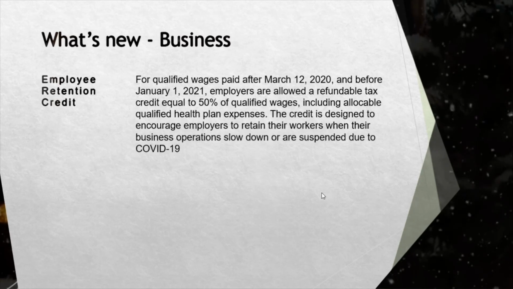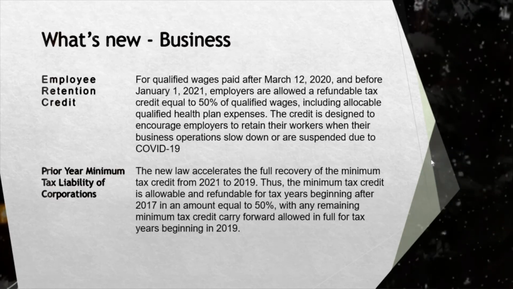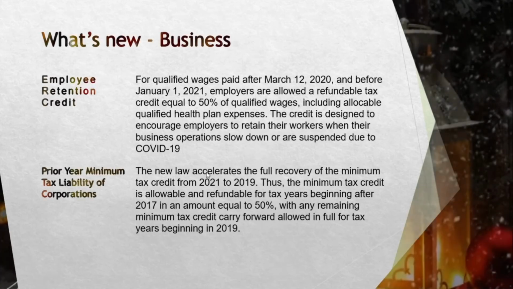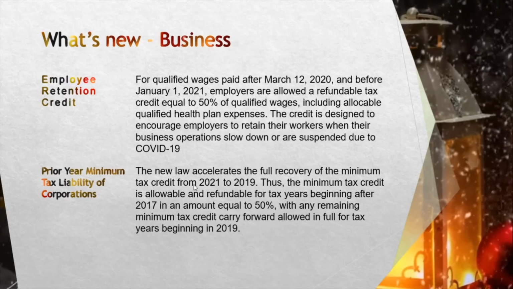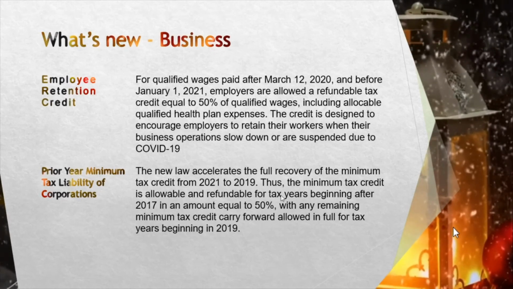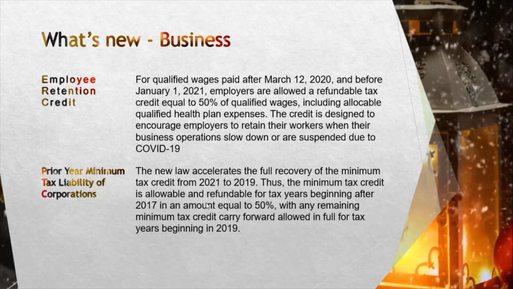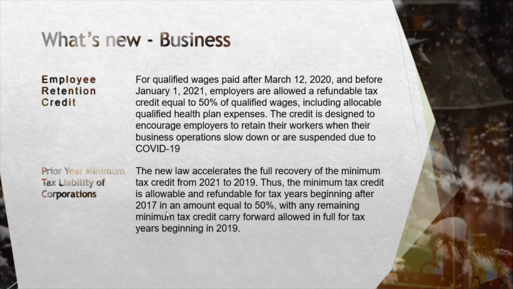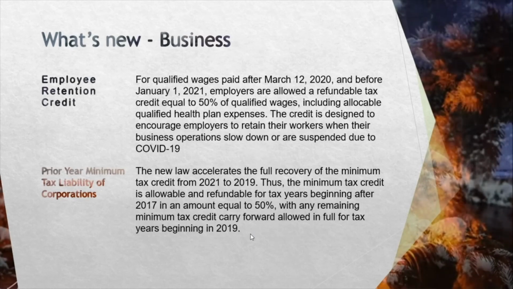Now let's go to the prior year minimum tax liability of corporations. The new law accelerates the full recovery of the minimum tax credit from 2021 to 2019. Thus, the minimum tax credit is allowed and refundable for tax years beginning after 2017 in an amount equal to 50%, with any remaining minimum tax credit carryforward allowed in full for tax years beginning in 2019.